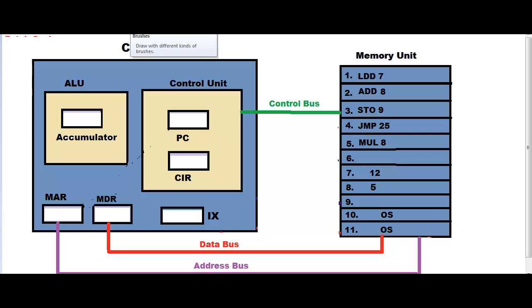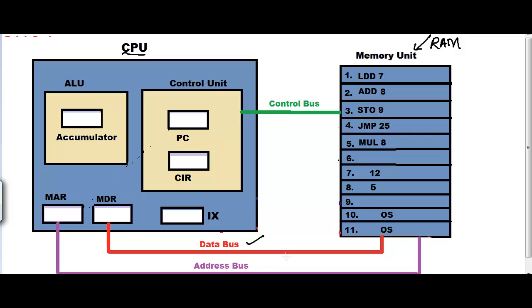In this diagram you can see that this is our memory unit, which is basically our RAM, right? And this is our CPU. The CPU is connected to the memory unit through the data bus. So that is one wire or one cable that connects our CPU to the memory unit.